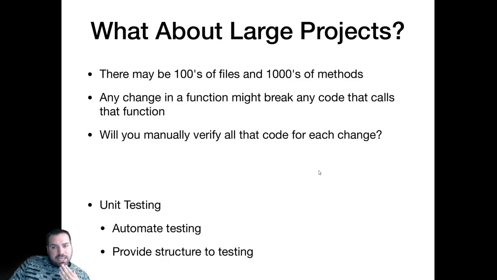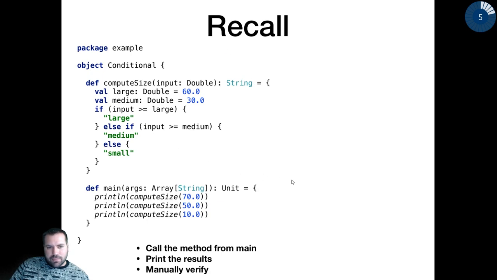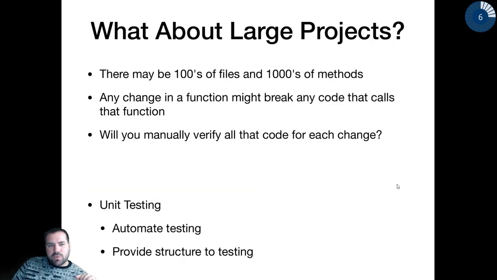There's a big problem with this. It's okay for a program this small, but what happens when we have hundreds of files with thousands of methods? We have this huge code base, and to test this entire code base to make sure everything's correct, we're printing tens of thousands of pieces of output to the screen, and then manually verifying every single input for every single method, and all the interactions between them.